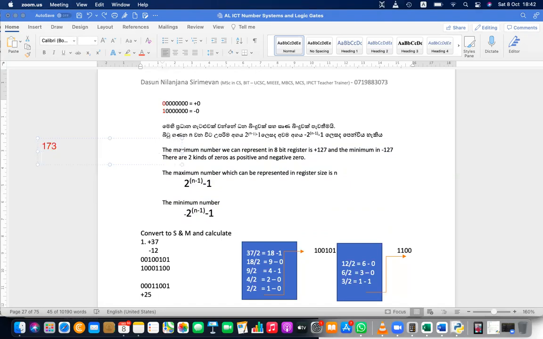173 minus 89. How you did the subtraction? Try to remember how you did it. 3 minus 9 is not possible. You are bringing 1 from this, then this is 13. Bringing 10, then this is 13. Then 13 minus 9 is 4. That is 4. 13 minus 9 is 4.